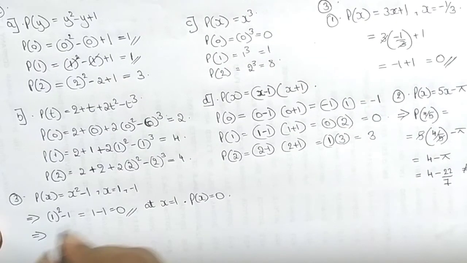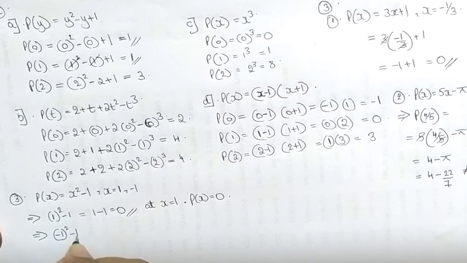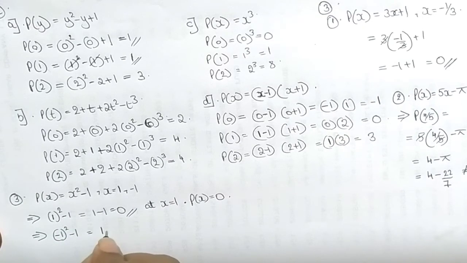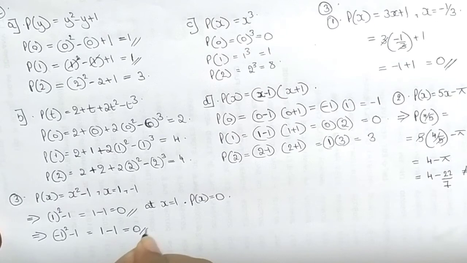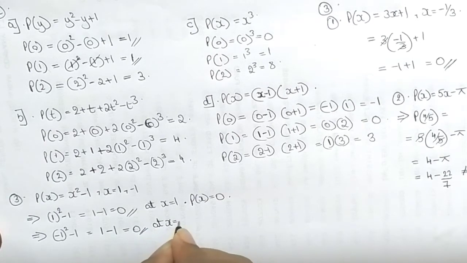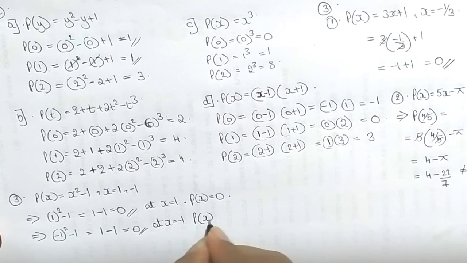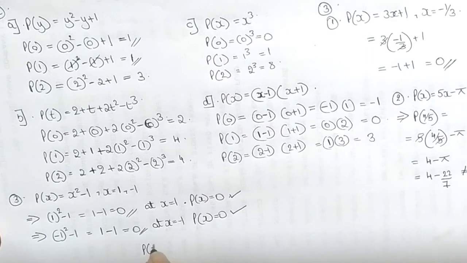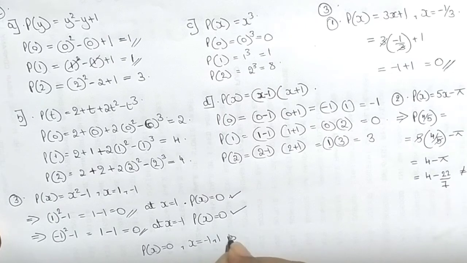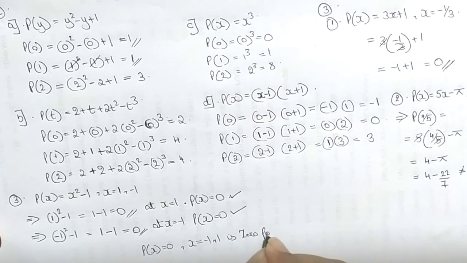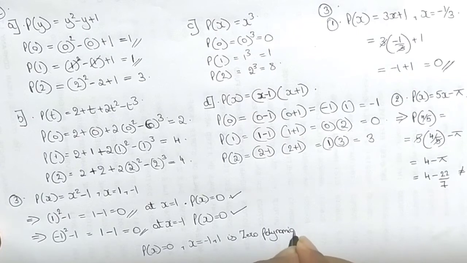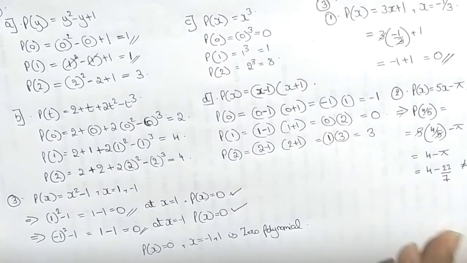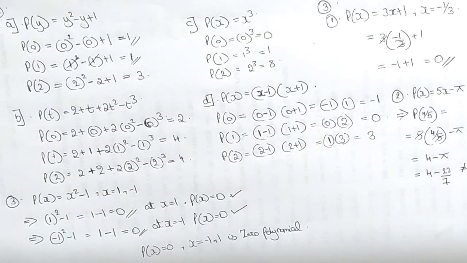Now for other value, x is equal to minus 1, substitute minus 1 here. Minus 1 square minus 1. Minus 1 square is 1, again minus 1, that's going to give us 0. Hence at x is equal to minus 1, p of x is 0. So for both values we get p of x as 0. Hence both x is equal to minus 1 comma 1 are zeros of the polynomial. That's it. Now I hope you understood the method.